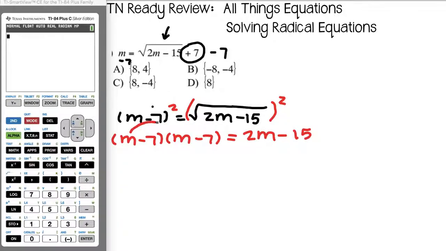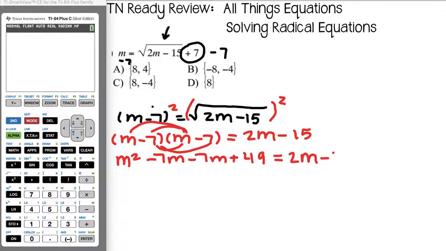So now I'm going to multiply this out. I have m times m, which is m squared, negative 7 times m, which is negative 7m, again negative 7m, and then in the back, I've got positive 49. I didn't do anything to the right side of the equation, so for right now, I'm going to drop this down, and I'll deal with it in just a second.